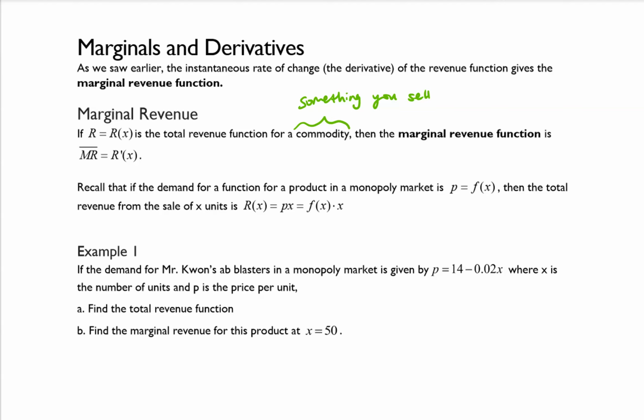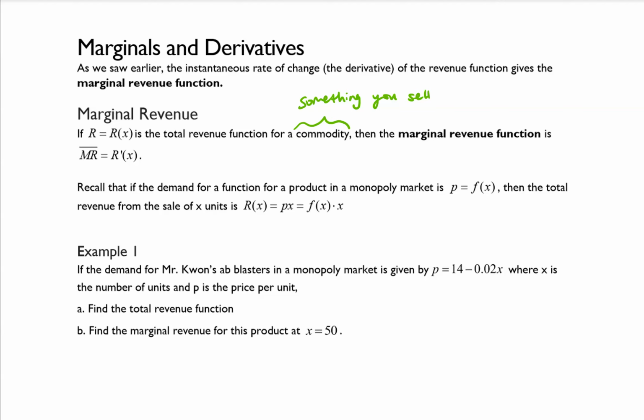Recall that if the demand function for a product in a monopoly market is P equals f of x, then the total revenue from the sale of x units is R of x equals P times x, which is equal to f of x times x.